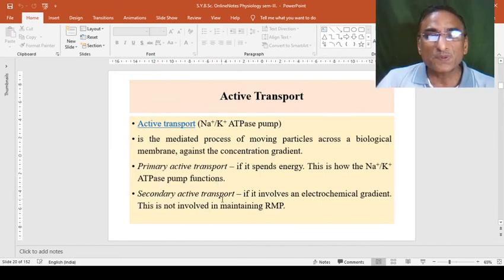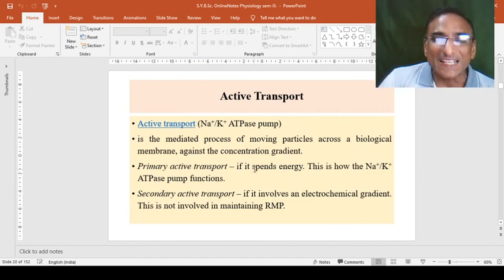Secondary active transport involves an electrochemical gradient. Here is the concentration gradient, here is the electrochemical gradient. This is not involved in maintaining resting membrane potential. Means this is the general movement, the required movement as per the activity of the cell.